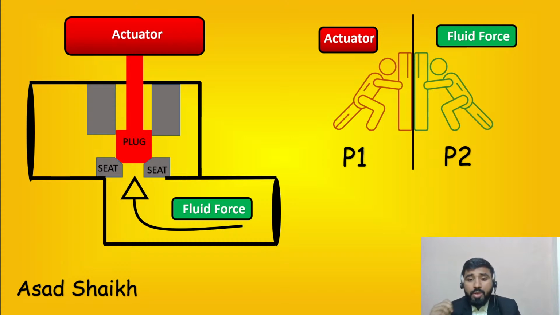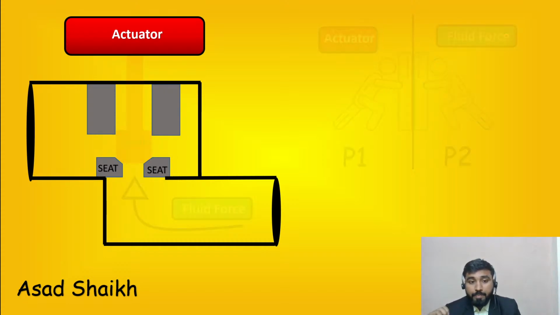Okay, so now with P1 and P2, if I want the valve to be closed, P1 has to be greater than P2, which makes sense, right? If actuator force is greater, it is going to close and not allow the fluid to enter. Here, as some of you said in the comments, this means the actuator has to put in all the power.